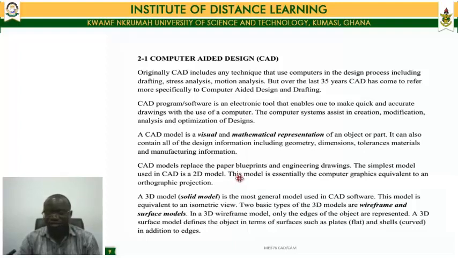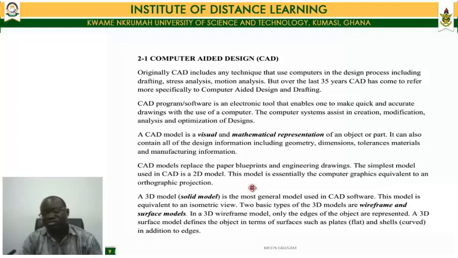Now, if you look at a CAD model, the simplest form of a CAD model is normally what we call the two-dimensional model, which is called a 2D model. Now, when we say a 2D model, it's essentially the computer graphics equivalent to an orthographic projection. So for those who have done a little engineering drawing, once you have a drawing in an orthographic projection, that is where you have the elevation, the plan view, and the end view, then that is a two-dimensional model, and that is the simplest form of CAD model you can have.